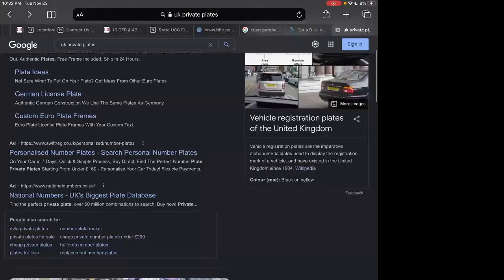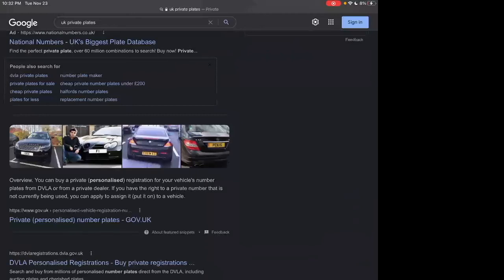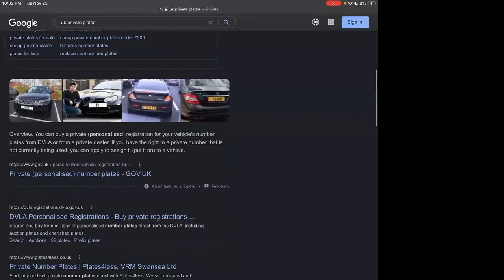One second. Just show this really quick, and then it's going to be the last thing before we hop off today's call. All right. So overview, you can buy private personalized registration for your vehicle's number plates from DVLA or from a private dealer. If you have the right to a private number that is not currently being used, you can apply to assign it, put it onto a vehicle. So if you wanted, you can definitely do that.